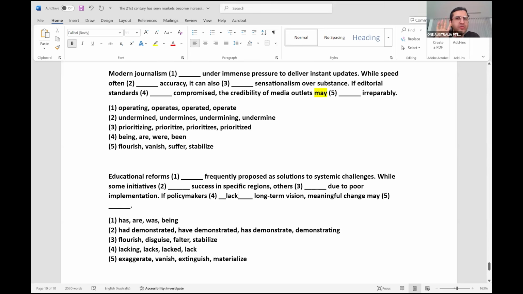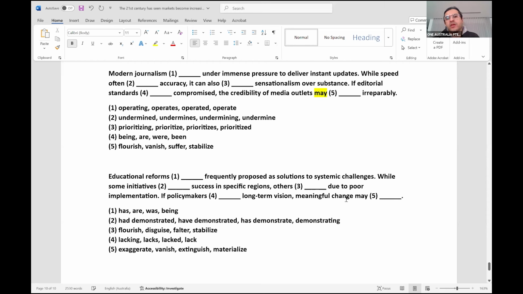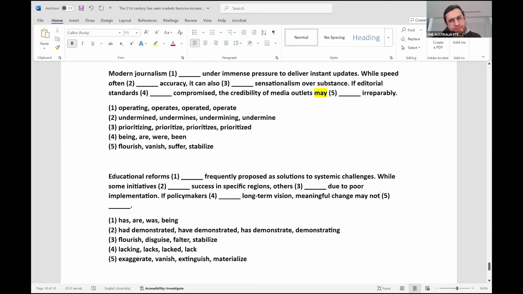Okay, let's do one thing. Let me change one thing, okay? Instead of may, I will write may not. Now I think it's better. With may not, only one option will fit: materialize. So let's keep it this way, because vanish and extinguish both don't sound that correct.